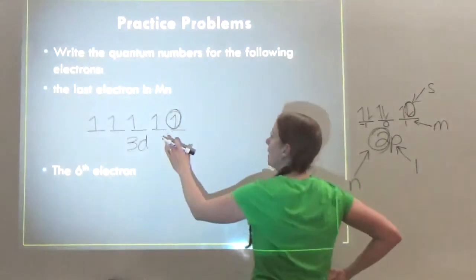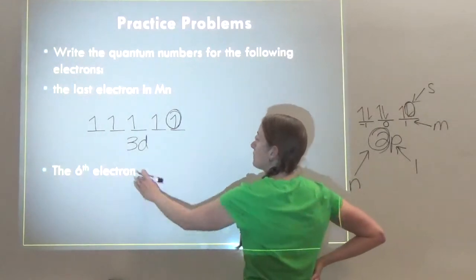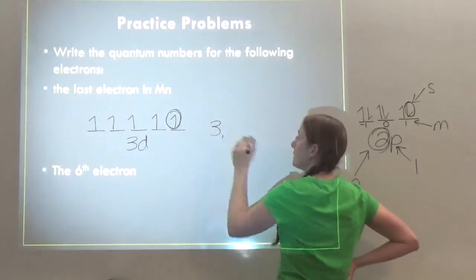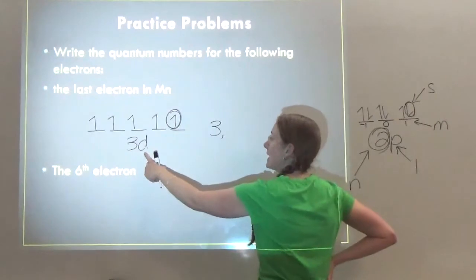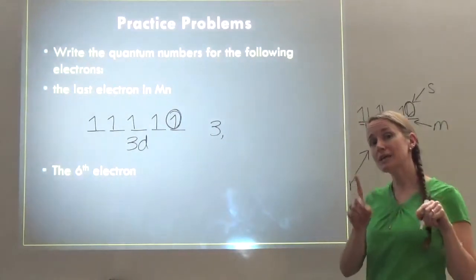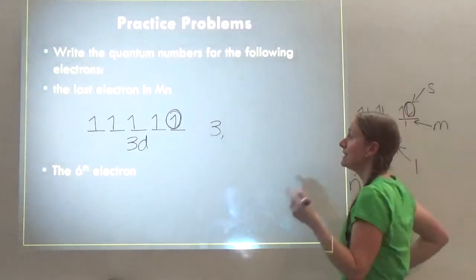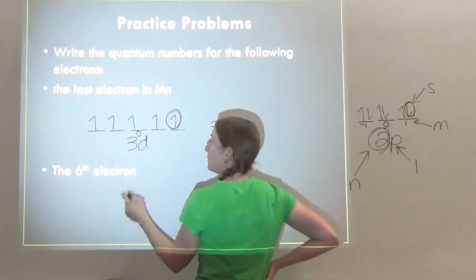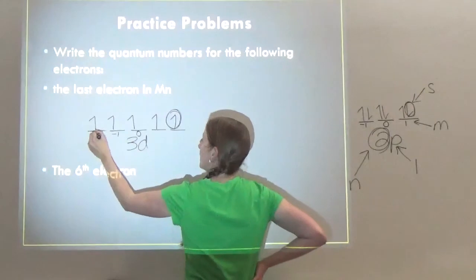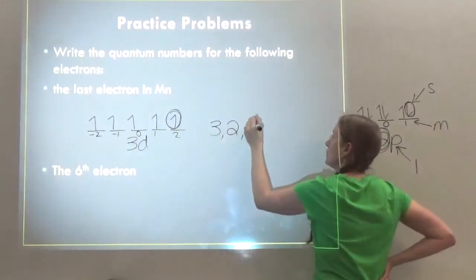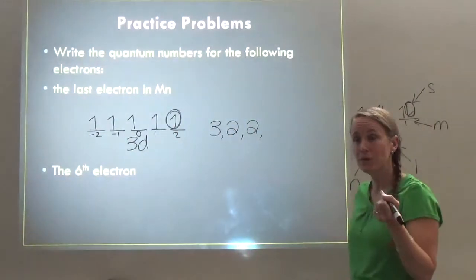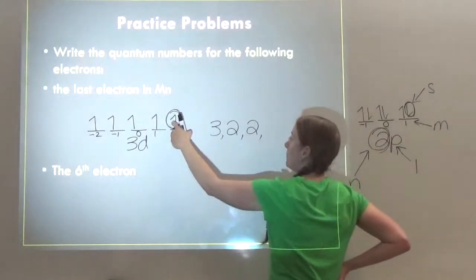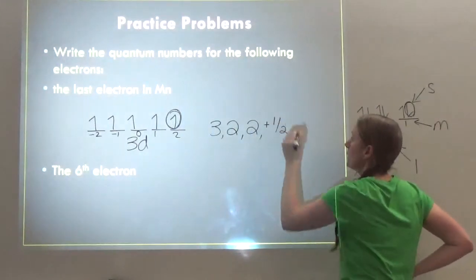All right, so I have this electron. So of course, my first quantum number is a 3 because I'm in the 3rd energy level. My second quantum number is a 2 because remember, s is 0, p is 1, d is 2. My third one for the orbital, I set up a number line, 0 in the middle, -1, -2, +1, +2, so I'm in the +2 orbital. And then the last one is the spin. I picked an up arrow, so it's +1/2.